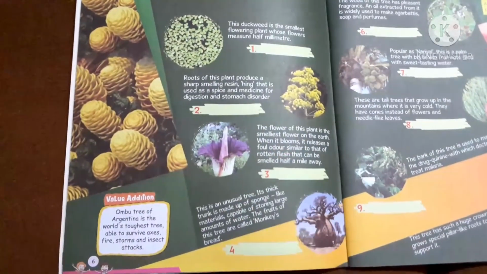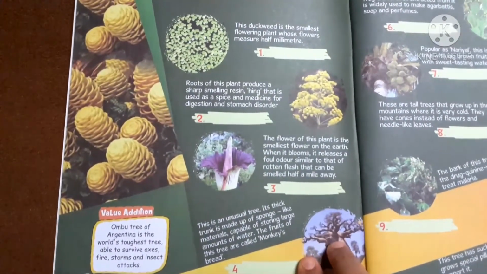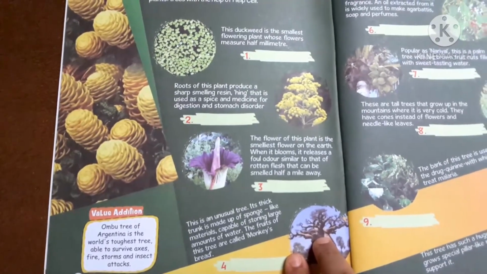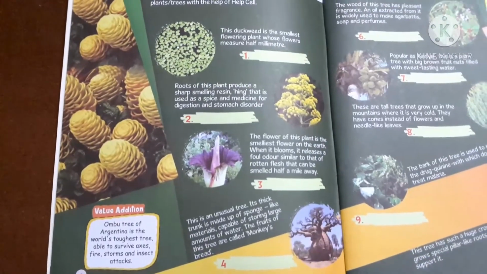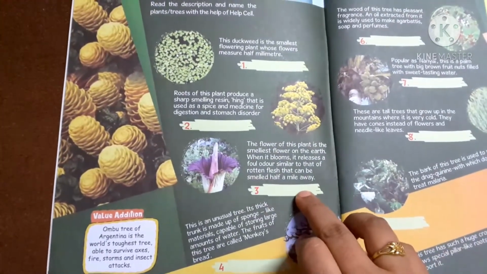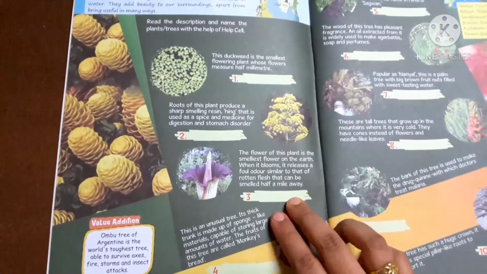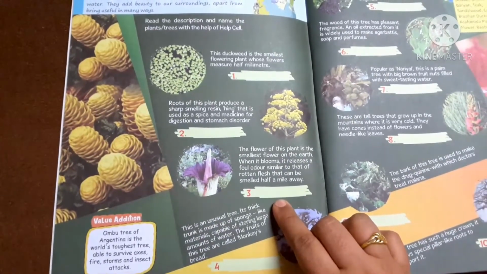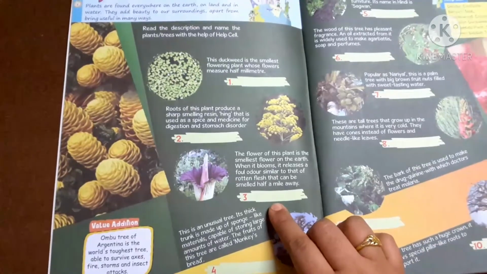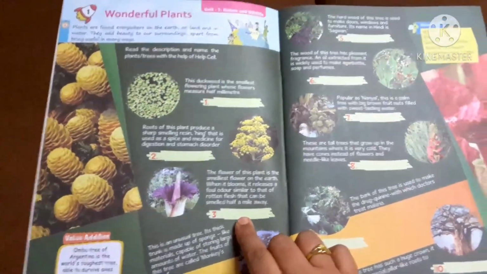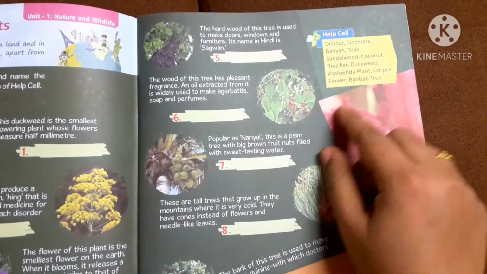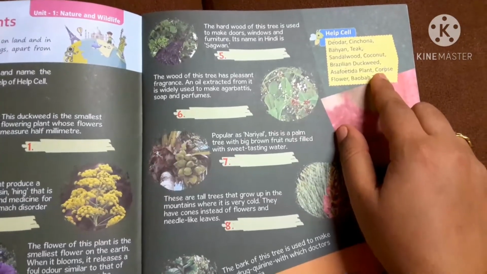Okay. And coming to the third one, the flower of this plant is the smelliest flower on the earth. When it blooms, it releases a foul odor similar to that of rotten flesh that can be smelled half a mile away. So it's a flower in the world which smells like rotten meat. We have learnt about it in our science lessons also. Let's find the answer for this. It is nothing but corpse, C-O-R-P-S-E, corpse. So write this answer here in the blank given.